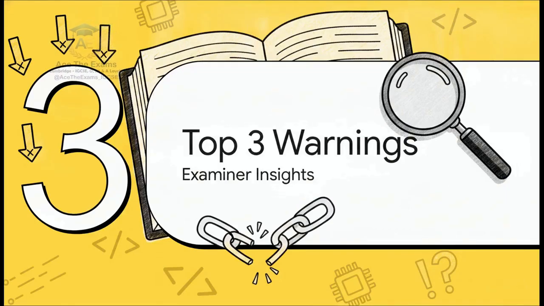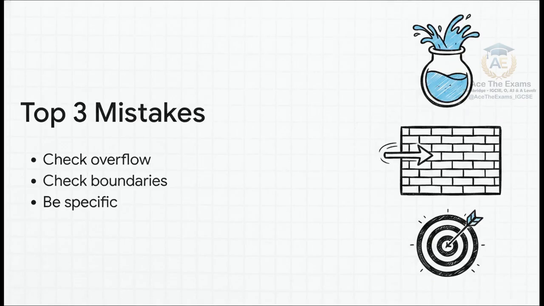Section 3, the top 3 examiner warnings. We know what you should do. Now let's look at where thousands of students go wrong every single year. This is high-stakes insider information. We went digging through the principal examiner reports, and these are the top 3 mistakes that cost students easy marks.